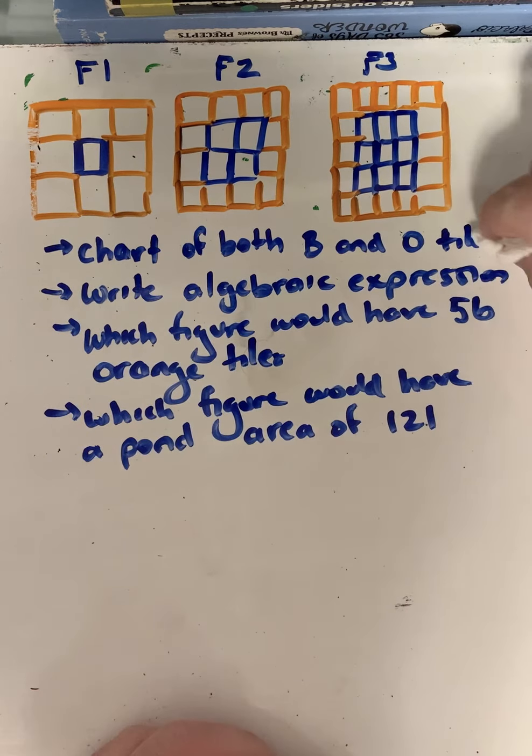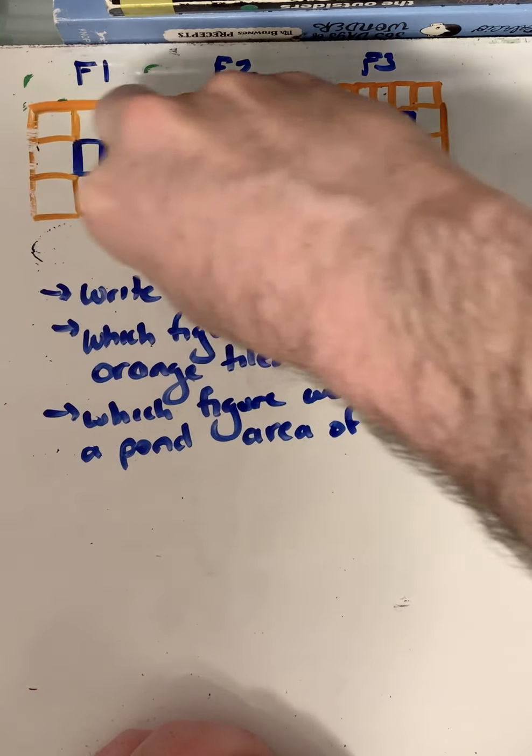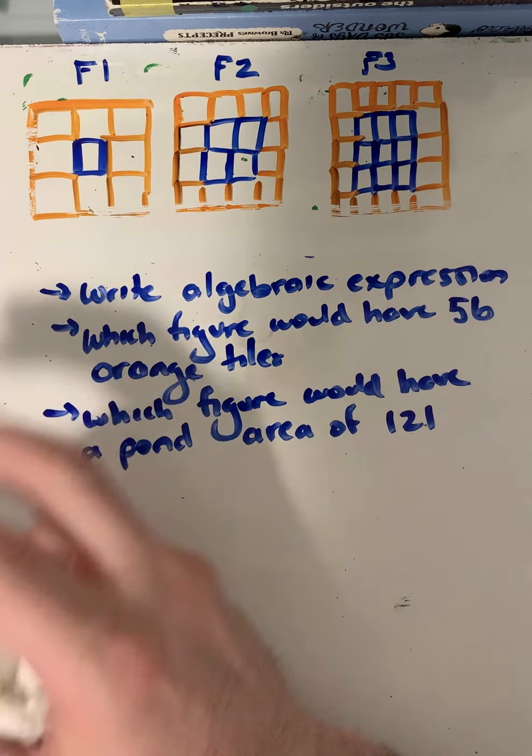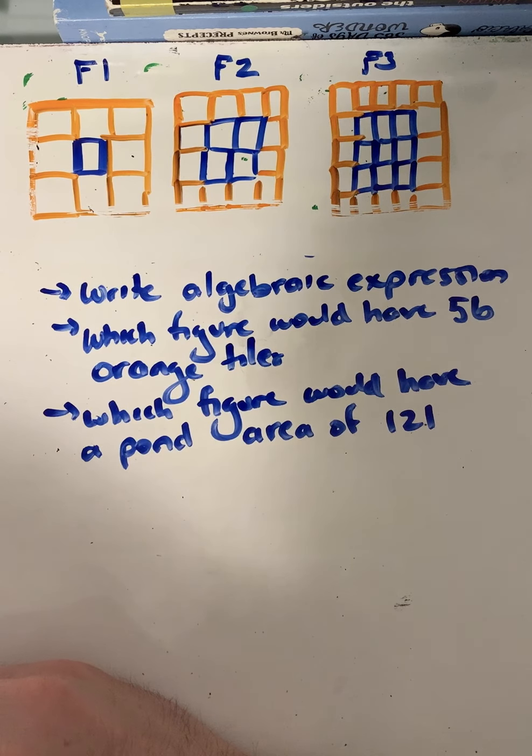Sorry, I thought I took this out. I don't want you to chart both A and B. I think you've charted enough. If you want to, go right ahead, totally up to you. Write the algebraic expressions for both the orange and the blue tiles.